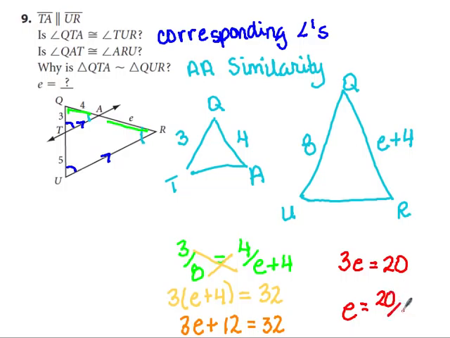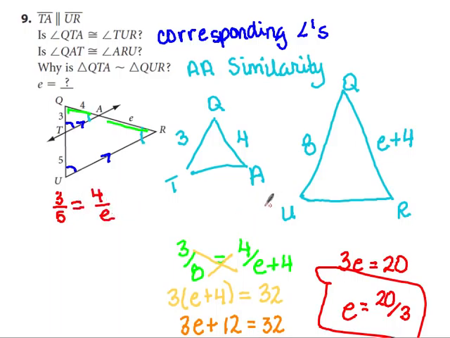Okay. Questions? Any questions? There is another way you could have done that. You could have done 3 over 5 equals what? 4 over E. And that would have given you the same answer. Either of them work.